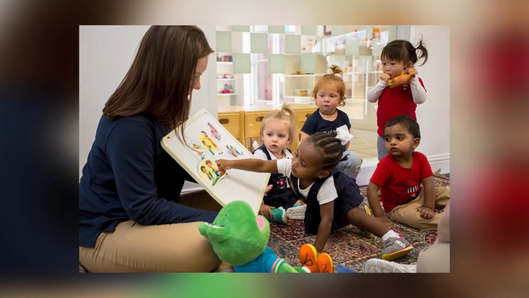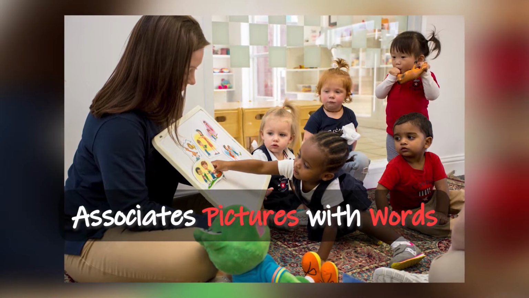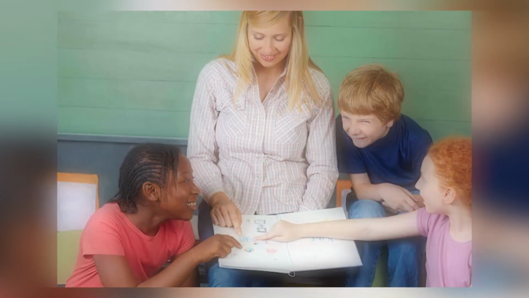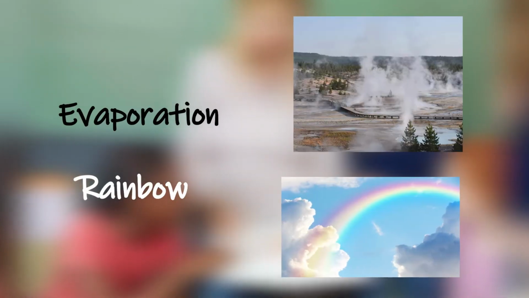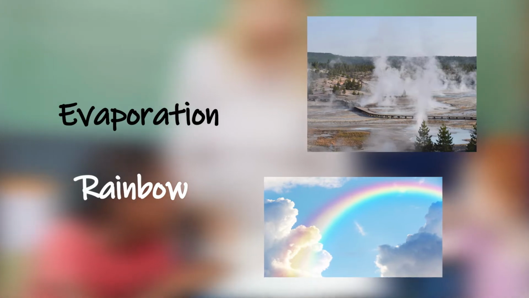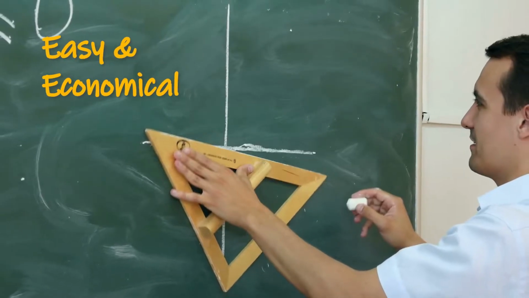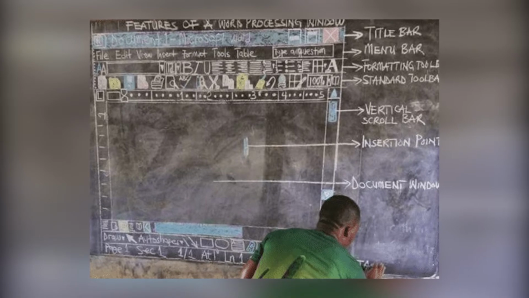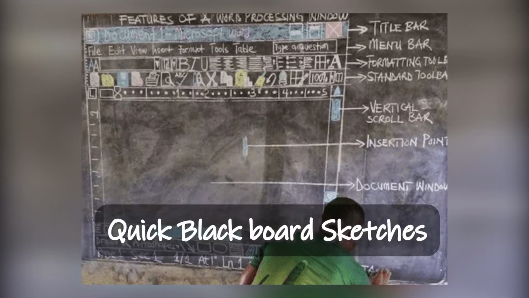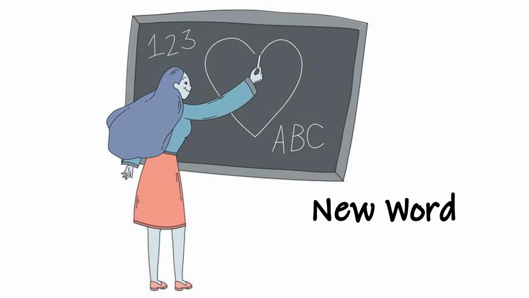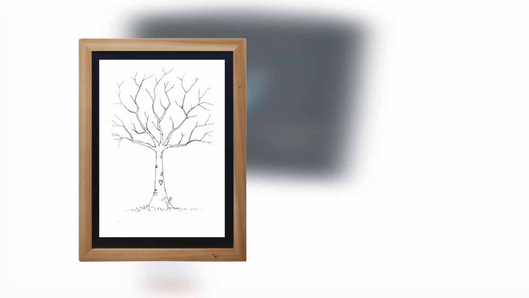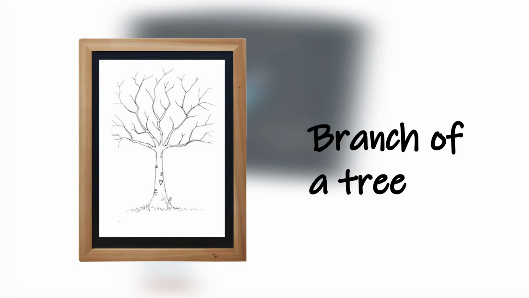Picture association. By showing pictures, the students will learn the words very easily. You can use flashcards, charts, pictures to teach the words. The students can easily associate the pictures with words. For example, if you wish to teach the word evaporation or rainbow, just bring the picture and show it to the students. Next, matchstick drawings. Another easy and economical method to teach a word is matchstick drawings. These are quick blackboard sketches used by a teacher to introduce a new word or a phrase. For example, you can easily draw the branch of a tree as a stick diagram on the blackboard and teach the phrase branch of a tree.